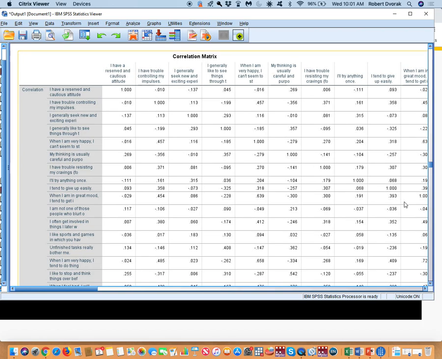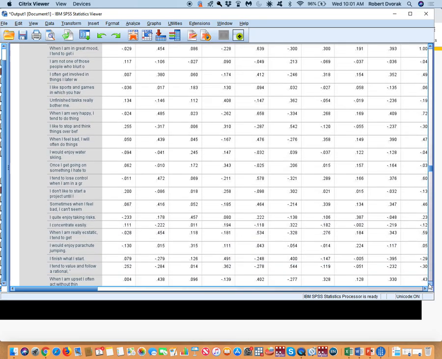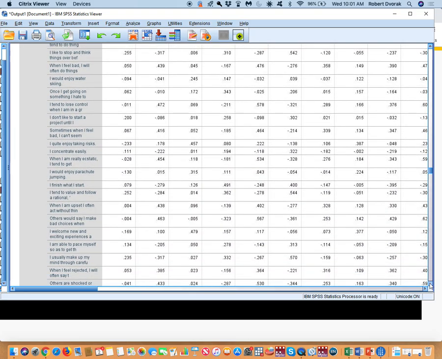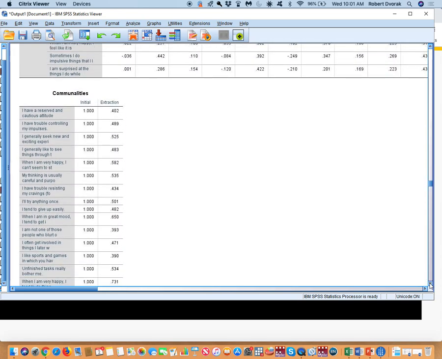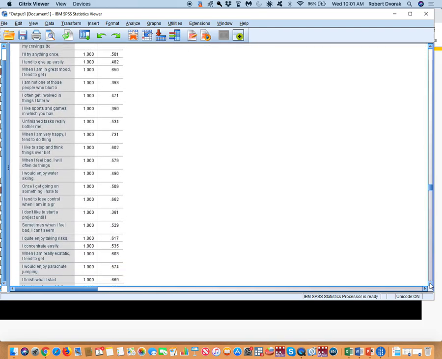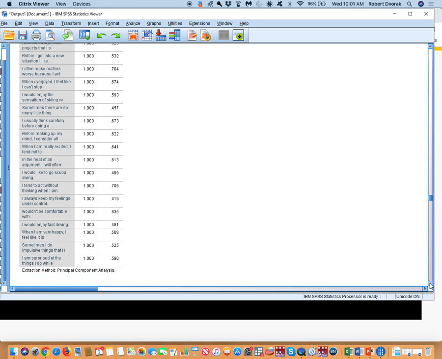So when we change that and we select rotation, this will not change. Notice we still have ones here. Our correlation table stays exactly the same. Our initial extraction will also stay exactly the same, as will the communalities because we're doing principal components, right?